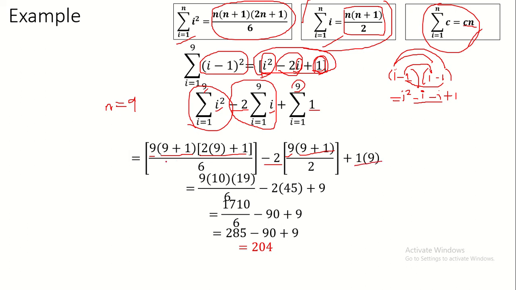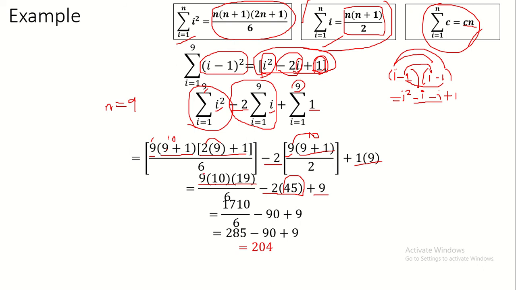Simplifying further, we have 9 times, so this is 9. 9 plus 1 is 10. And then 2 times 9 is 18. 18 plus 1 is 19. So 9 times 10 times 19 divided by 6 minus. And then here, just copy negative 2. 9 times 9 plus 1 is 10. So this will become 9 times 10 is 90. 90 divided by 2 is 45. Plus 1 times 9 is of course 9.